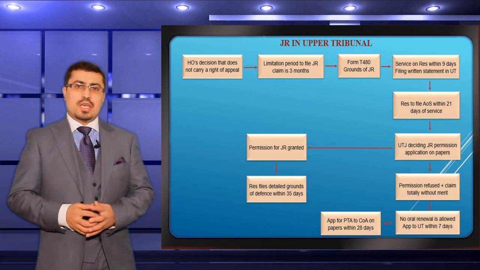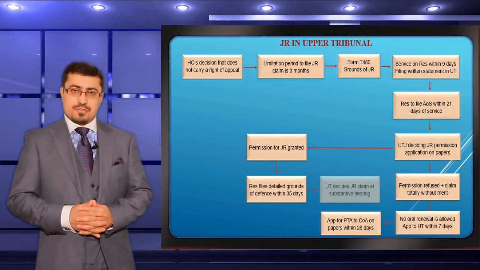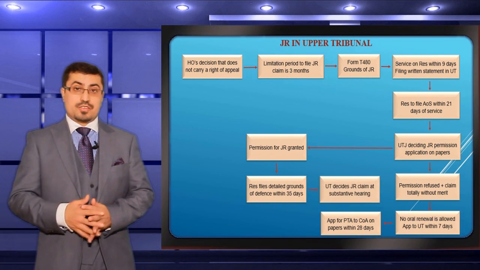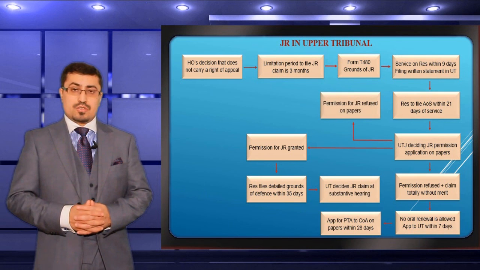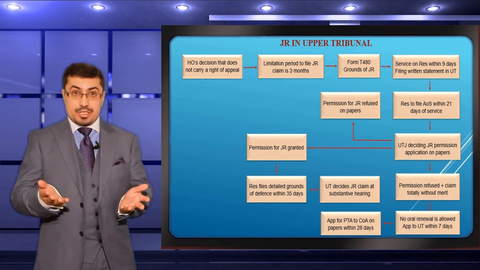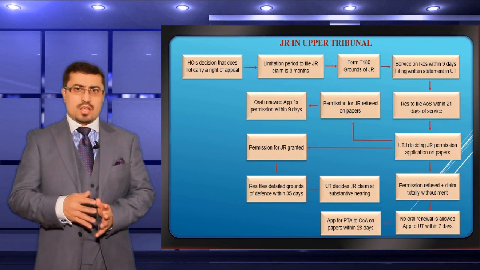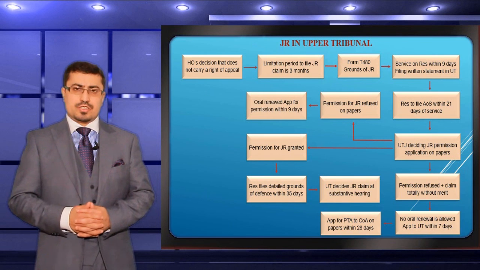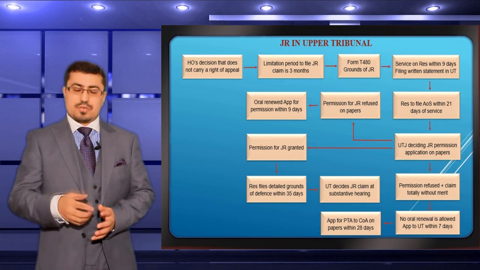On the other hand, if the Upper Tribunal refuses to grant permission for judicial review but does not certify the decision as totally without merit, then an application for permission to be considered at an oral hearing, which is called a renewed application, can be filed within 9 days. The 9-day period starts when the decision by the Upper Tribunal refusing permission for judicial review is sent.